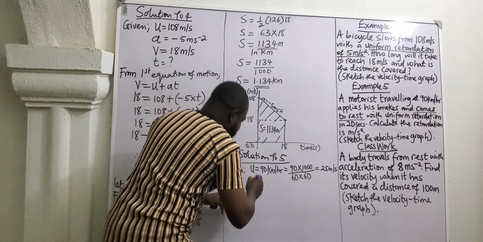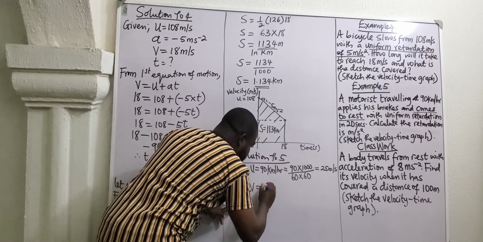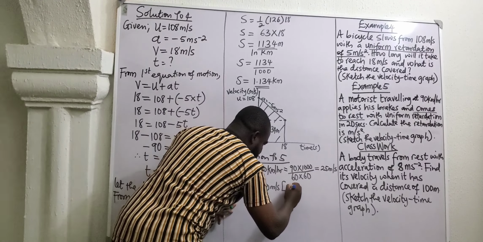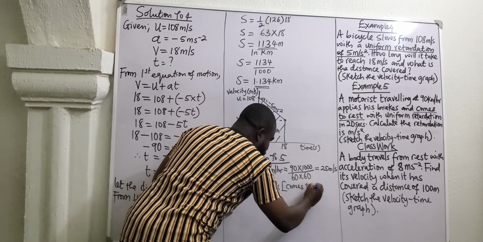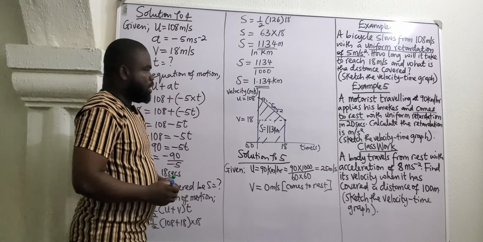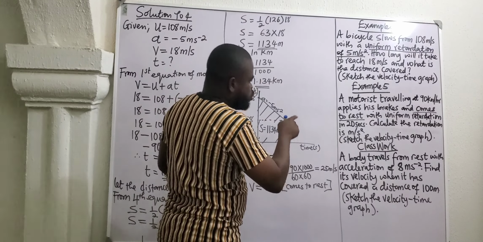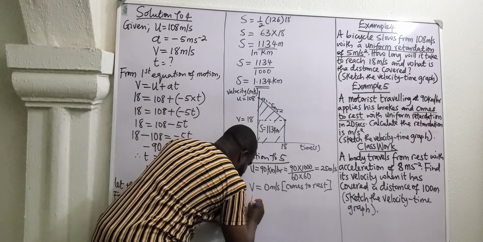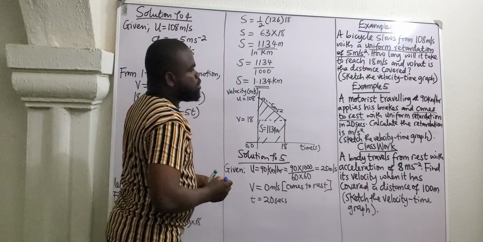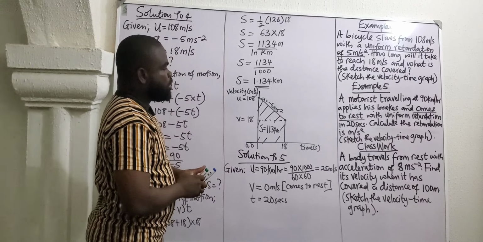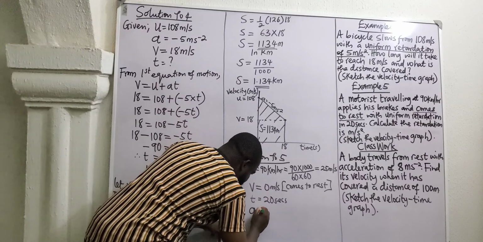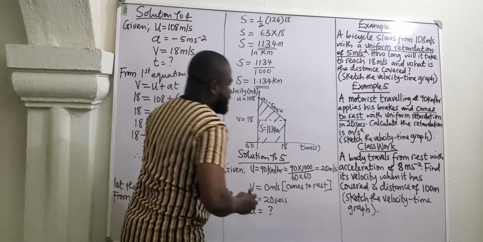So this one, it means we say V, final velocity, equals what? 0 meter per second. What is our reason? Because the body comes to rest. Good. Then we are given the time, they say in 20 seconds. So time T is 20 seconds. So they want us to calculate the retardation in meter per second squared. So we are looking for A equals question mark.